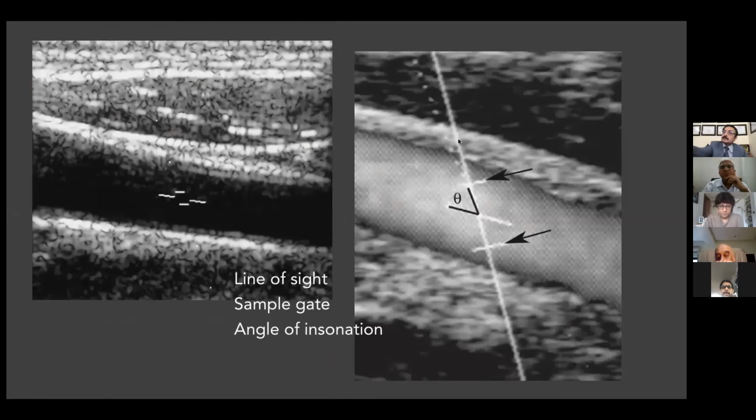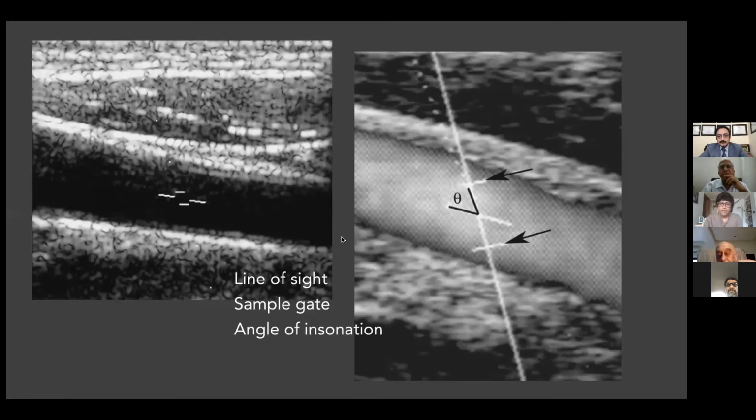Now, when you insonate blood vessels for the peripheral arterial system, remember there are some lines that you have to follow. This white line, if you can follow my cursor, is called the Doppler line of sight. Now, that has to be aligned with the axis of flow of blood in the blood vessel so that the angle formed between the two is 60 degrees or less to get a proper spectral waveform.